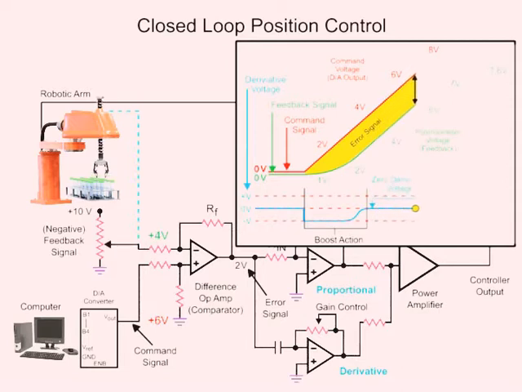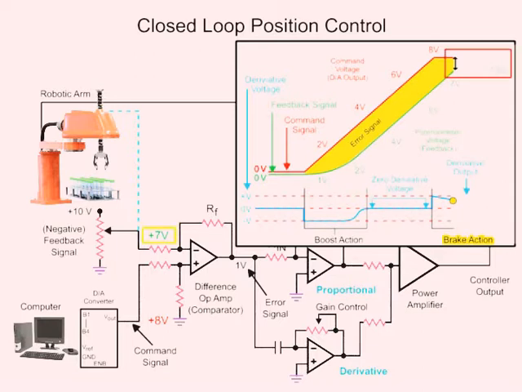As the error is reduced, the derivative amplifier output voltage changes polarity and cancels the proportional voltage. If the error signal decreases too fast, the derivative voltage will be greater than the proportional voltage. When this occurs, the polarity of the power amp is reversed, creating a brake condition to prevent overshooting the desired position. As the arm continues in motion, the feedback voltage is nearing the command voltage. The error signal from the difference op amp is also decreasing, and as a result, the arm motor speed decreases.